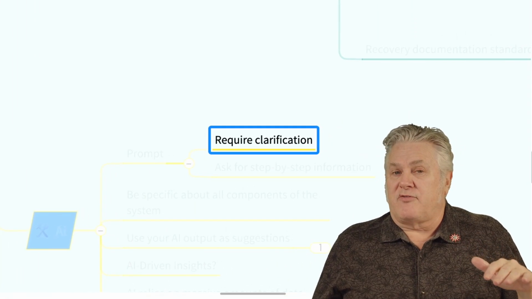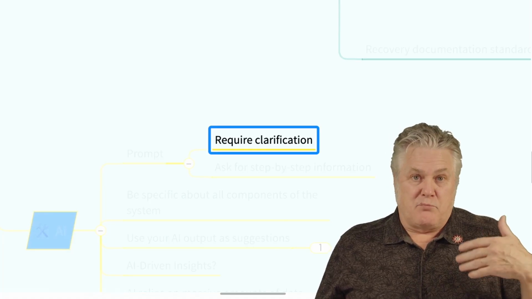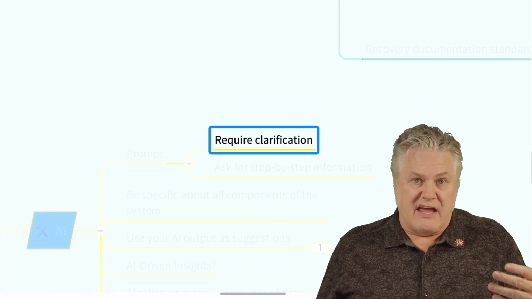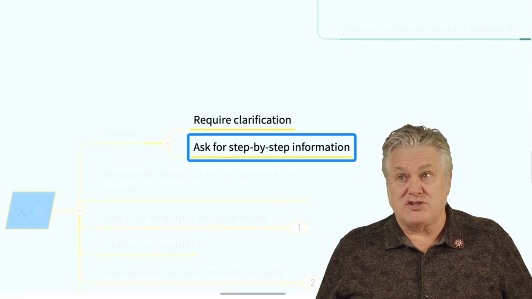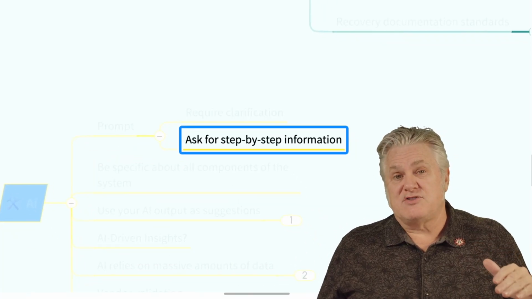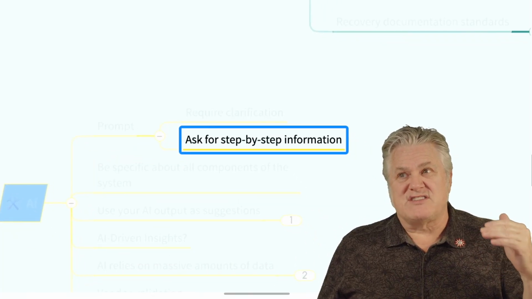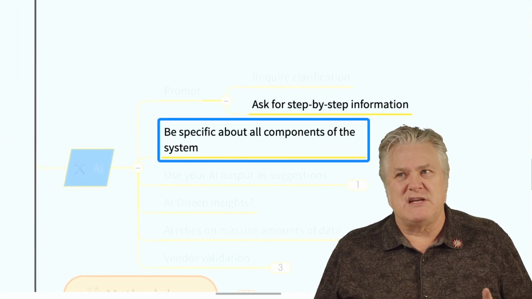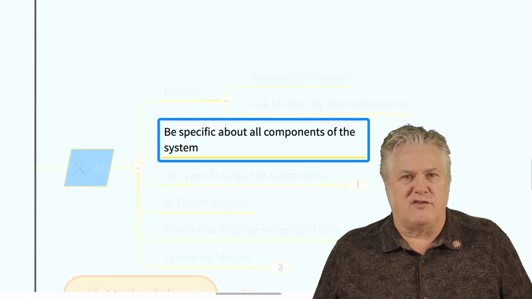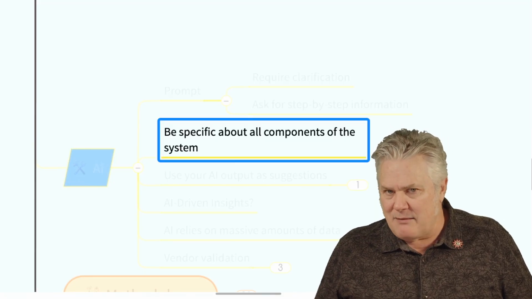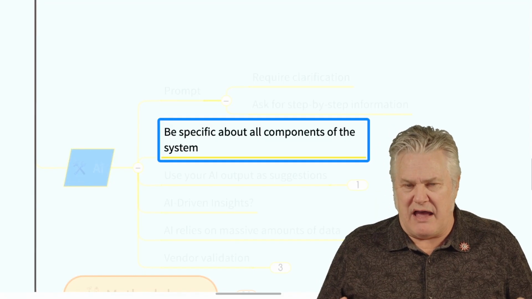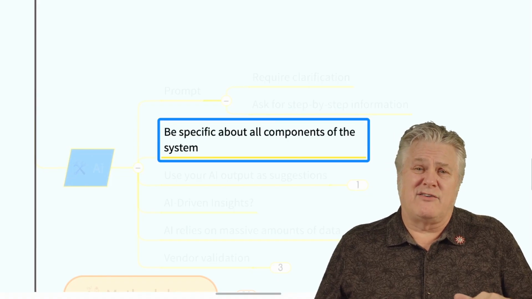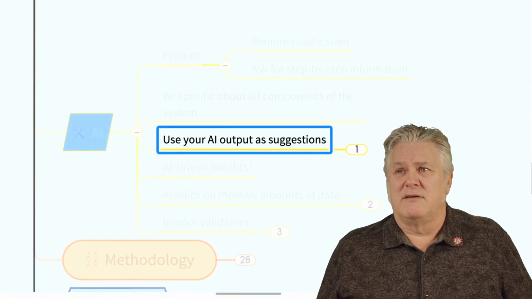Well, if you're setting up a prompt for yourself, make sure that the prompt itself is requiring clarification when necessary, because you might be in a rush. And set it up so that it always replies with step-by-step information. Now you need to be specific about all of the components of the system, and you may not be. You may forget things that you have in place, or it may not understand your customized system.